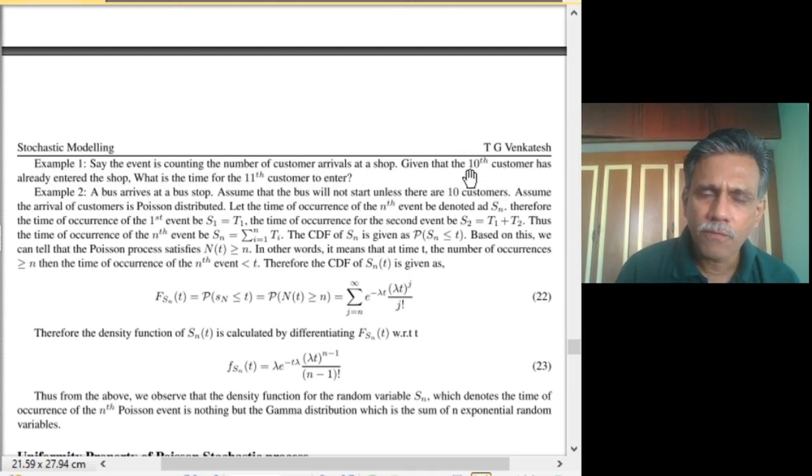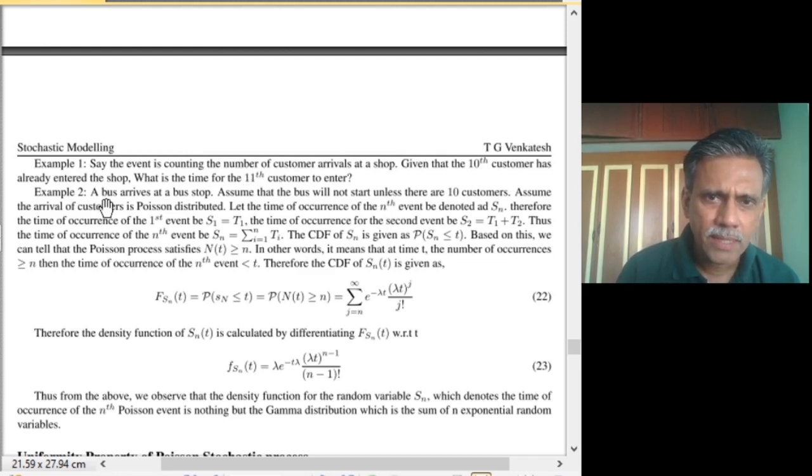So the first one is, given that the 10th customer has already entered the shop, the time for the arrival of the 11th customer is the inter-arrival time between the 10th and 11th customer, and that is what we say is an exponentially distributed one.